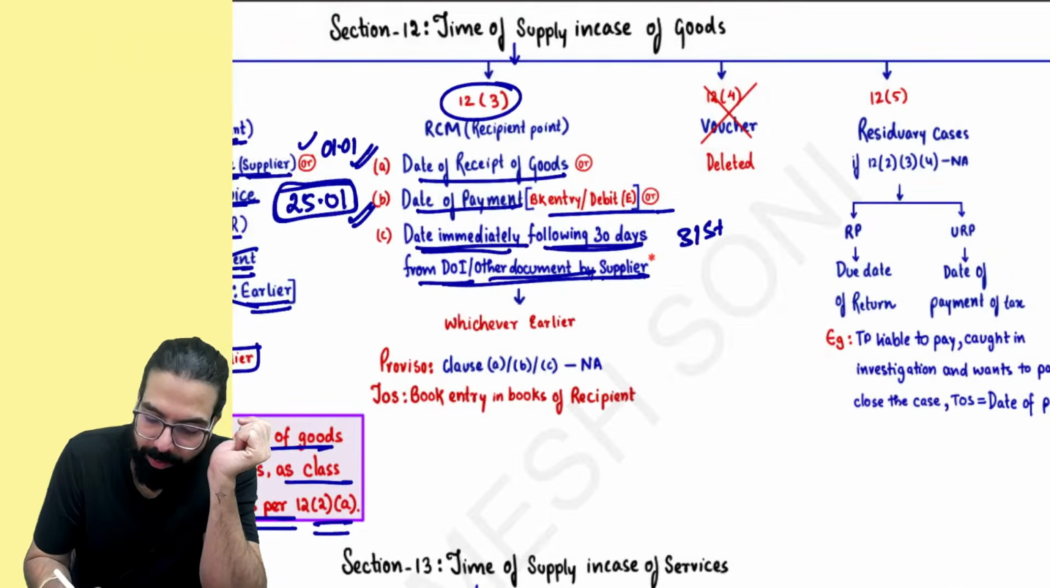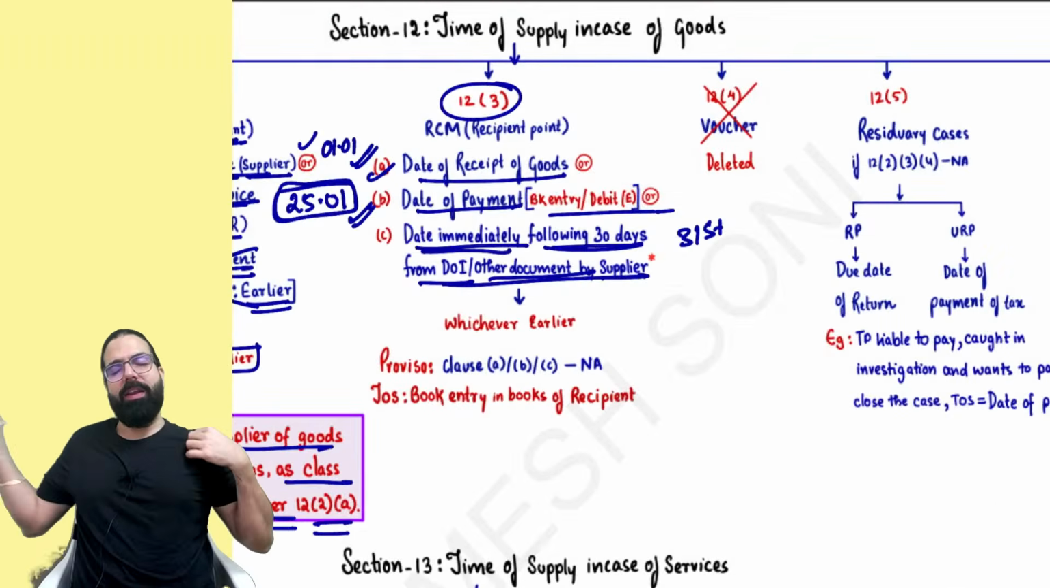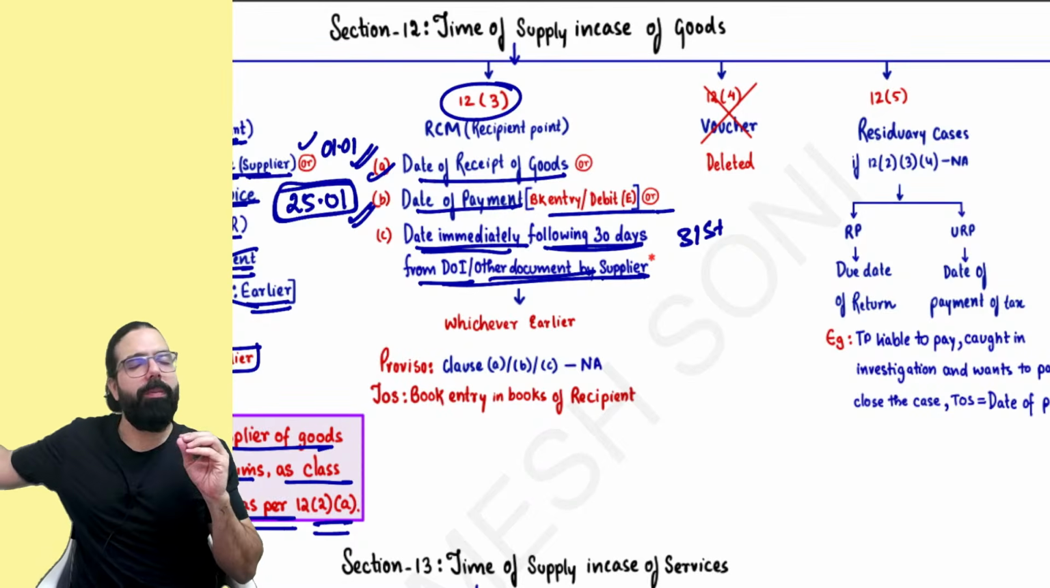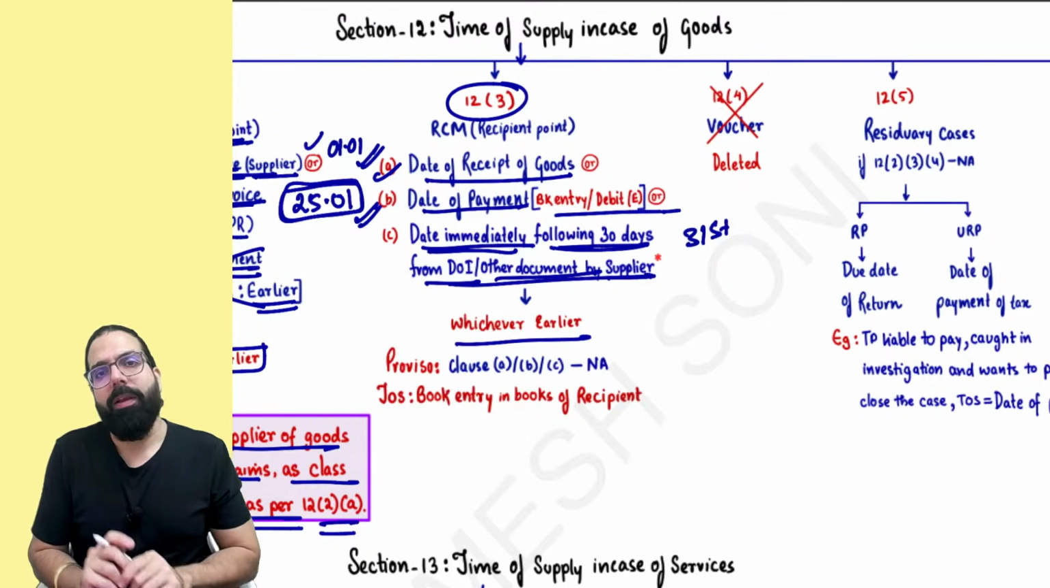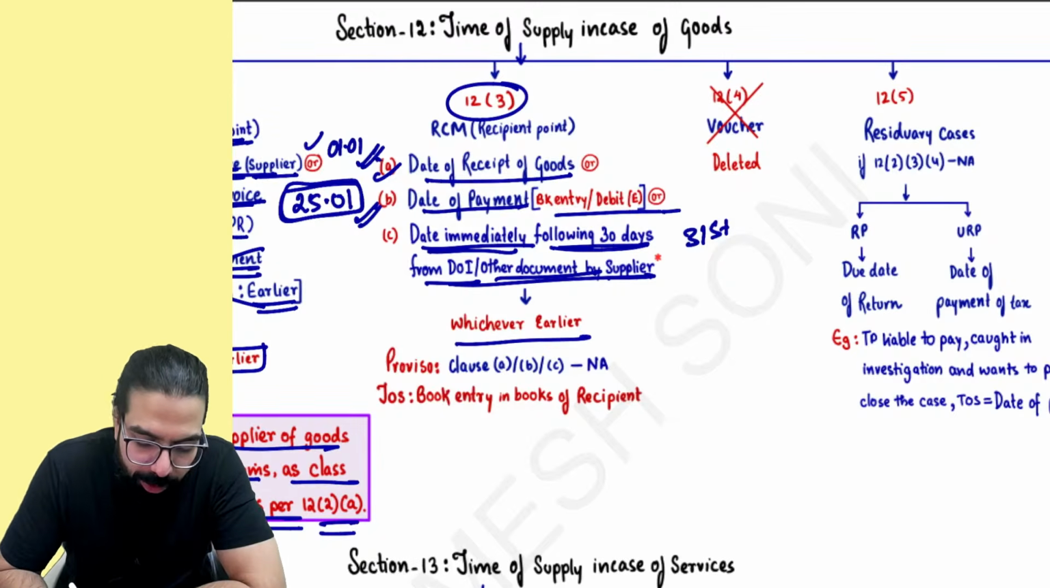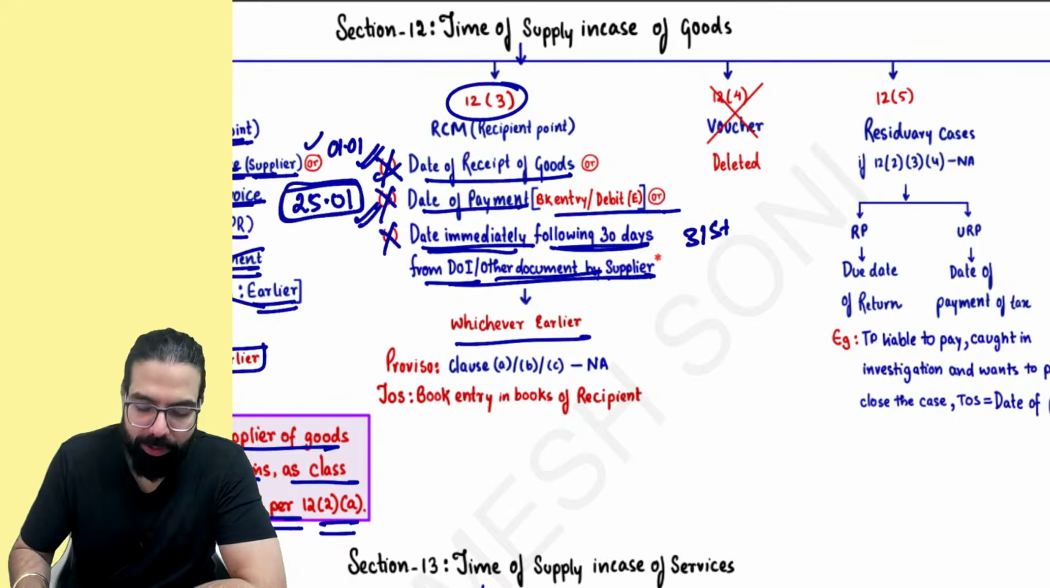So always remember one thing: the day I received the goods, the day I made the payment, or 31 days from the invoice, whichever is earlier. That's all. For an example, they are going ahead and telling Ramesh, you don't have all these 3 dates.